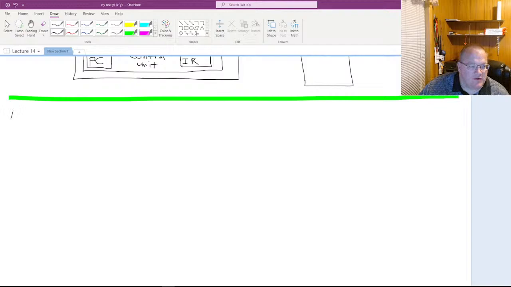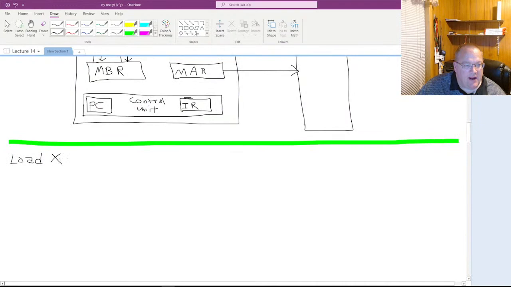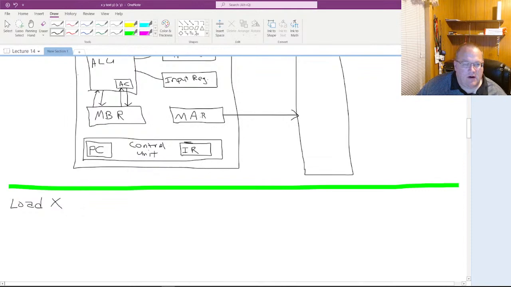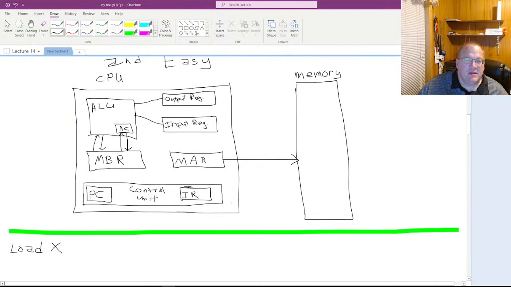Load X. In all cases, X denotes a memory location. So the first thing that would be done is whatever the value is for X, it'll be stored in the MAR. And then that'll go out here and it'll go to whatever position here in memory. It'll grab that information and it'll bring it in.